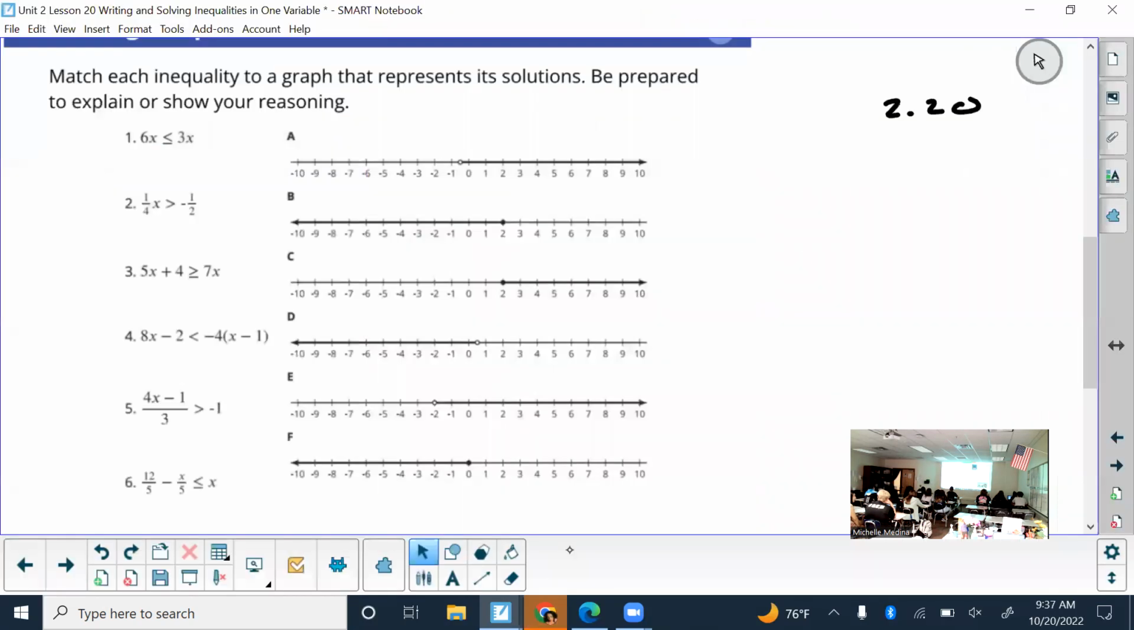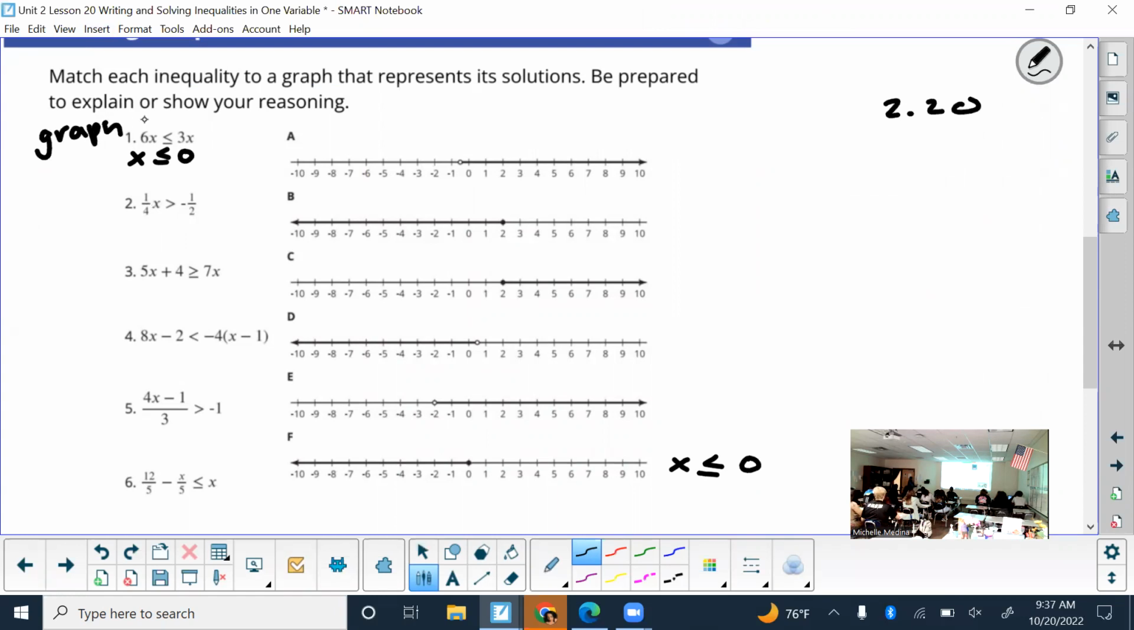Then to figure out what best matches it, where would my dot be on the number line for this answer? Which, if any of these, have a dot on the 0? Just graph F, right? So graph F goes with number 1. If there were multiple answers that had dots on the 0, then I might have to look closer.